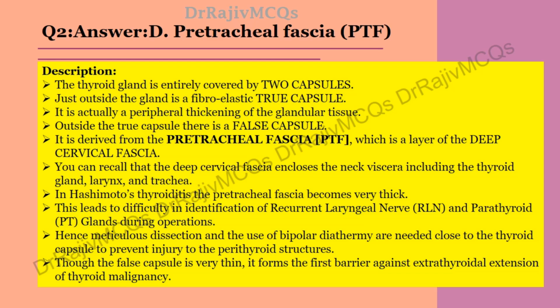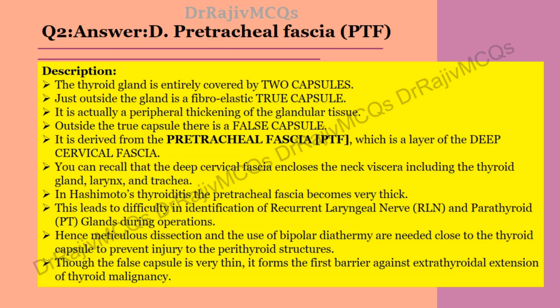The pretracheal fascia is attached above to the body of the hyoid bone as well as to the oblique line of the thyroid cartilage. After enclosing the thyroid gland, it descends down in front of the trachea and fuses with the pericardium. On the medial side of the thyroid lobes, it forms a ligament known as suspensory ligament of Berry that connects the thyroid lobe to the cricoid cartilage. You can recall that the deep cervical fascia encloses the neck viscera, including the thyroid gland, larynx, and trachea.